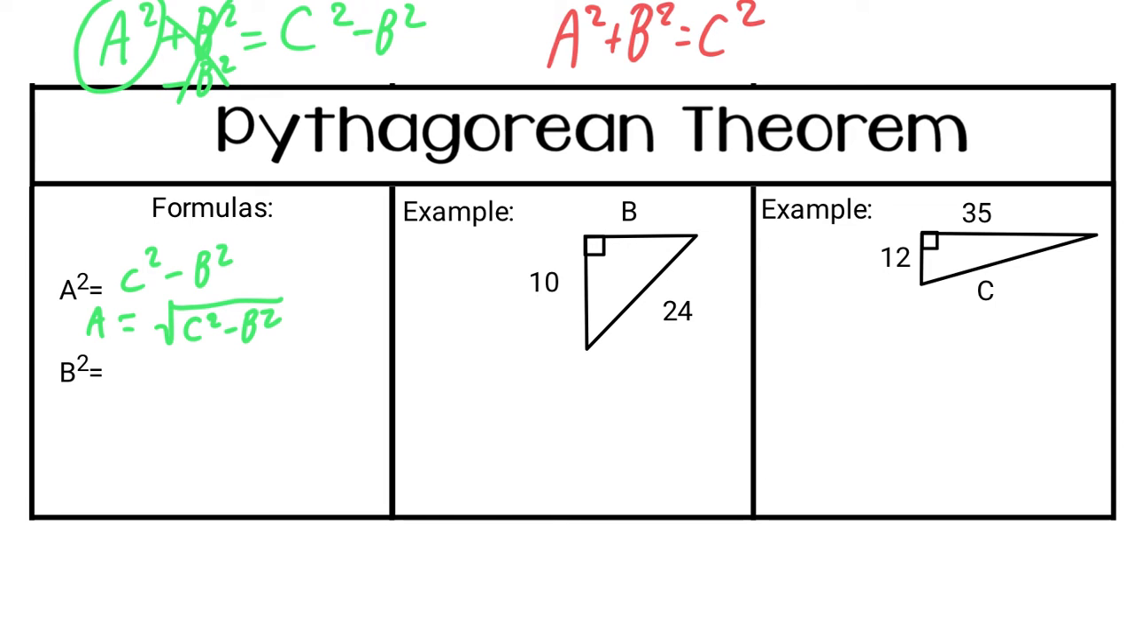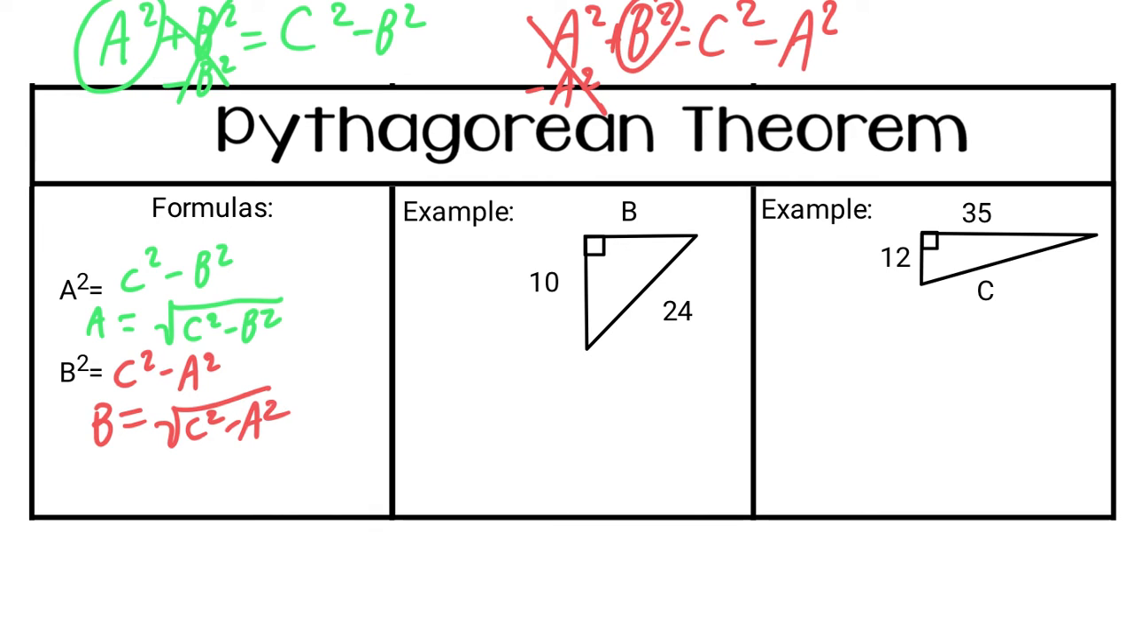Now, what if we wanted to do the same thing for b squared? Well, to get b squared by itself, we're going to have to subtract a squared from each side. We are left with b squared equals c squared minus a squared. So pretty much the same thing we had above. We're going to have b equals square root of c squared minus a squared.